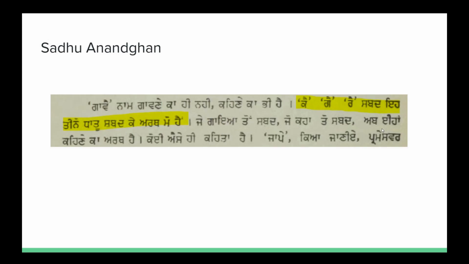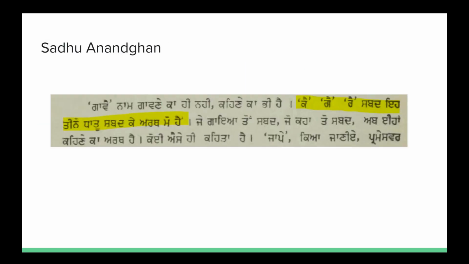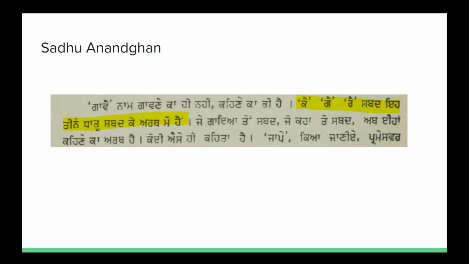Now, Sadhu Anand Khan, this is the person who Santokh Singh is replying to. He also uses grammar in his commentary, right? He here for gava argues that gava doesn't mean to simply sing, but it can also refer to saying, and he derives the root word saying that ka, ga, ra, these three root words, they're derived from these three root words, I guess. Right, so even the earliest commentators are using grammar, is the point I'm trying to make.